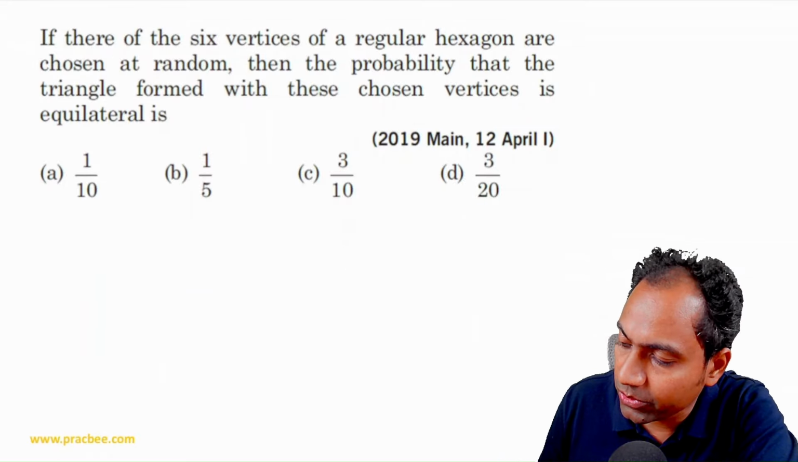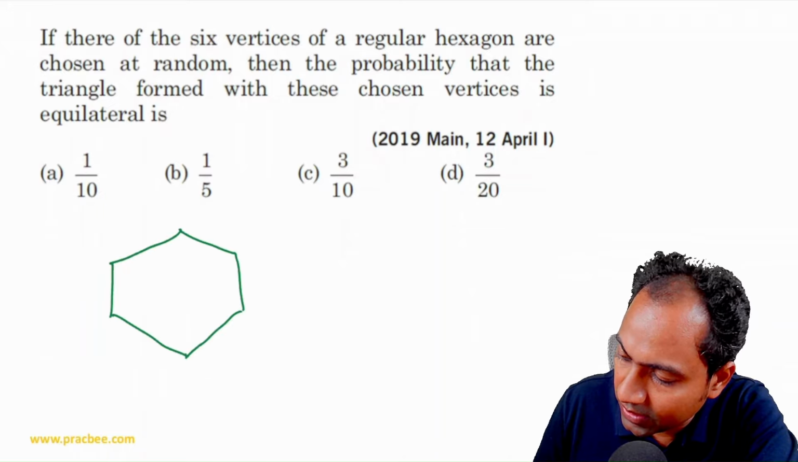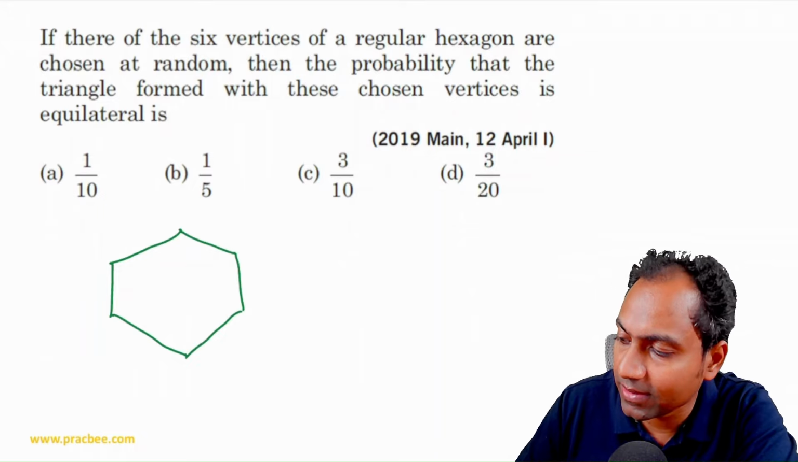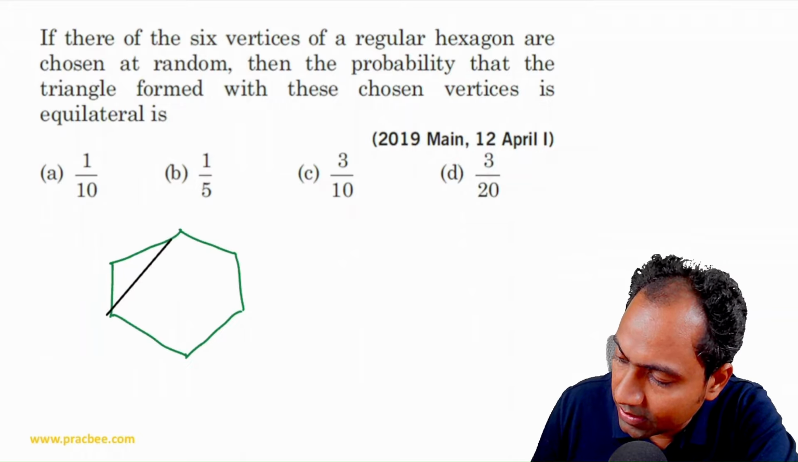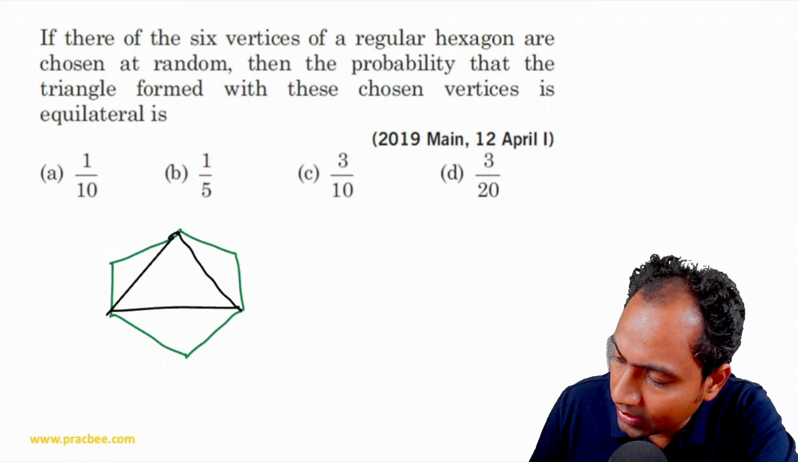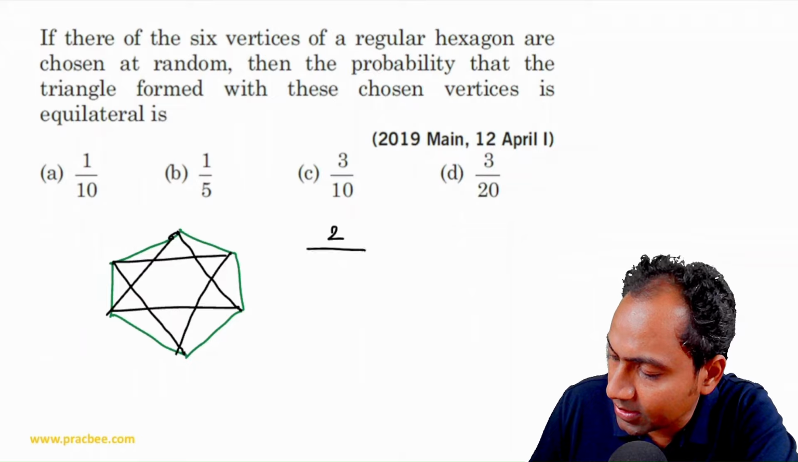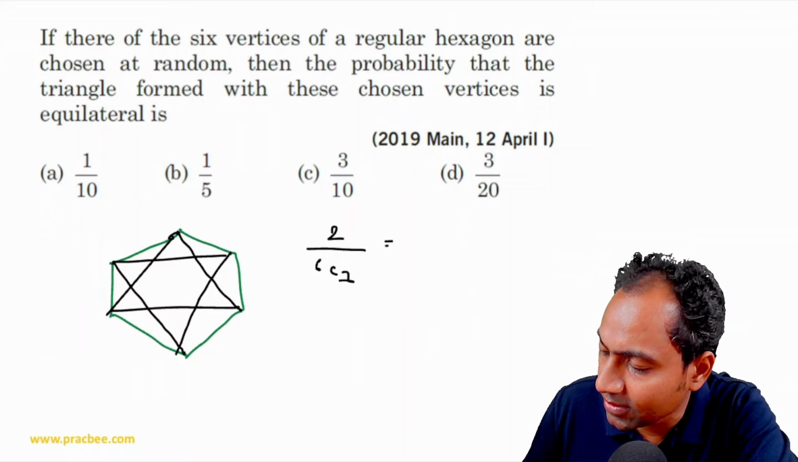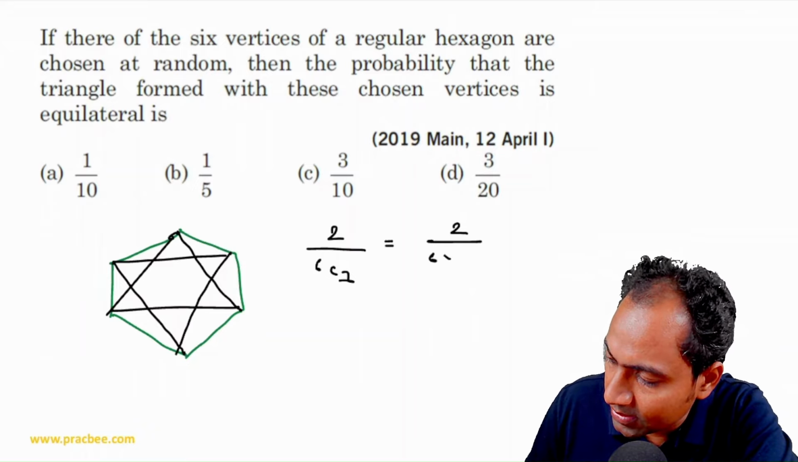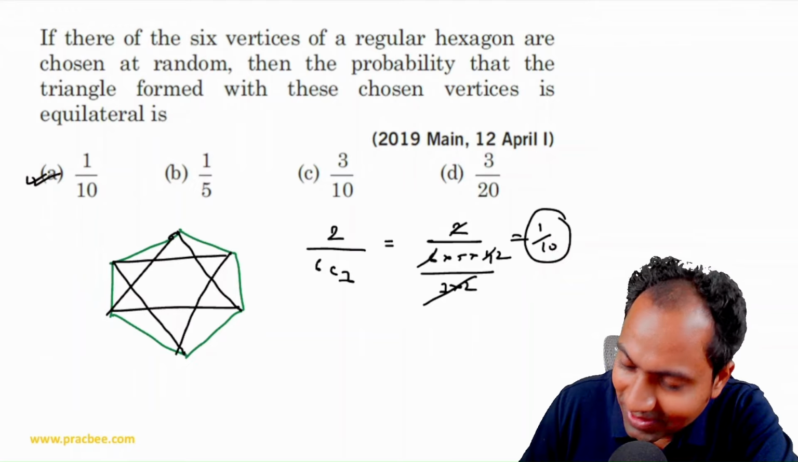Now this is a problem based on again P and C. In this problem, if we have a hexagon, the question says that if I choose any 3 vertices of this hexagon, we should get an equilateral triangle. Now this can happen only in 2 cases. If I choose this kind of a situation, or another equilateral triangle that is possible is if I choose these. So there are 2 favorable cases, and the total number of cases would be 6C3. These are the total number of ways in which we can make a triangle. So if I simplify this, this is 2 by 6 into 5 into 4 by 3 into 2. This will get cancelled out and the answer comes out to be 1 by 10. That is nothing but option A.